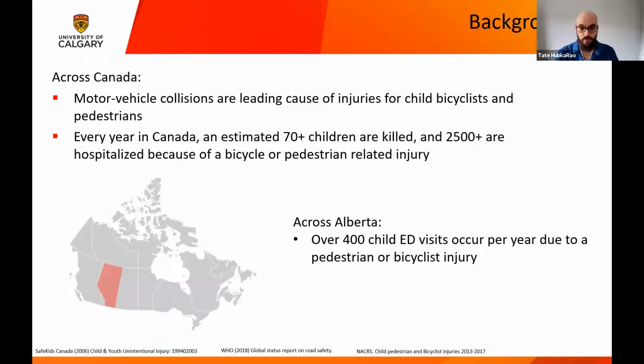In Canada, motor vehicle collisions are the leading cause of injuries for children using active transportation, with some reports saying over 70 children are killed every single year. In Alberta alone, over 400 emergency room visits occur each year from children due to bicycling or pedestrian injury.